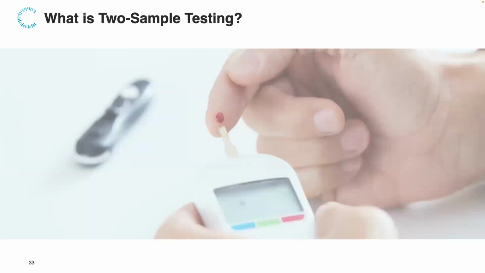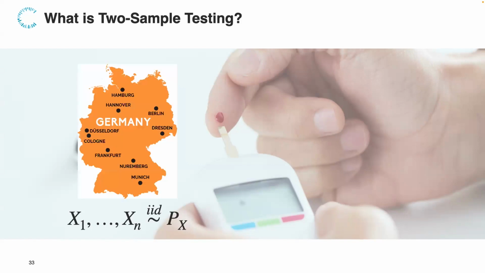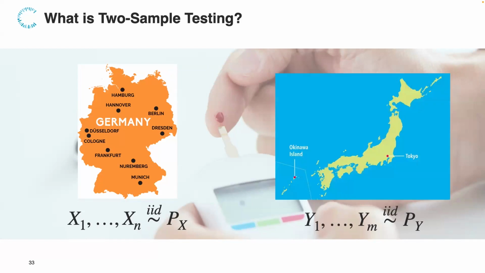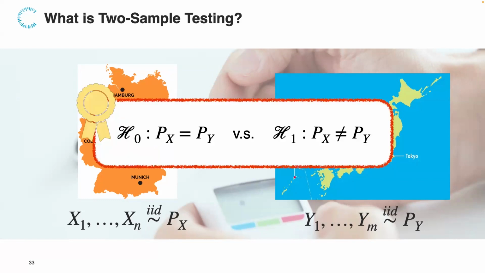Okay, so hopefully I've reminded some of you what testing is about. Then I'm going to focus on a specific type of test called two-sample test. Imagine now, I collect some data from Germany, I collect some data from Japan, and then now I want to ask a question. Simply, are they from the same distribution? Or are the two distributions the same? Against the alternative that they're not.